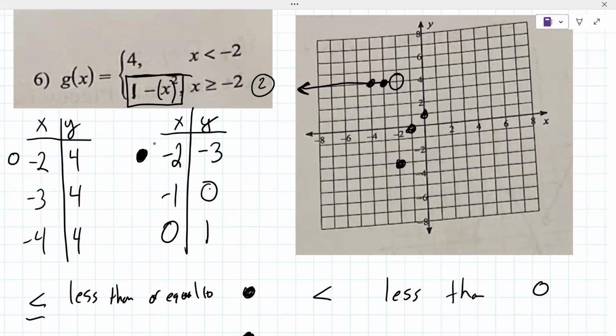We need to actually keep going. We need at least one more point. So do that for 0. Actually, I'll just give you the result. Okay, so this is a quadratic going down like that. So go ahead and get that on your graph, please. Okay.